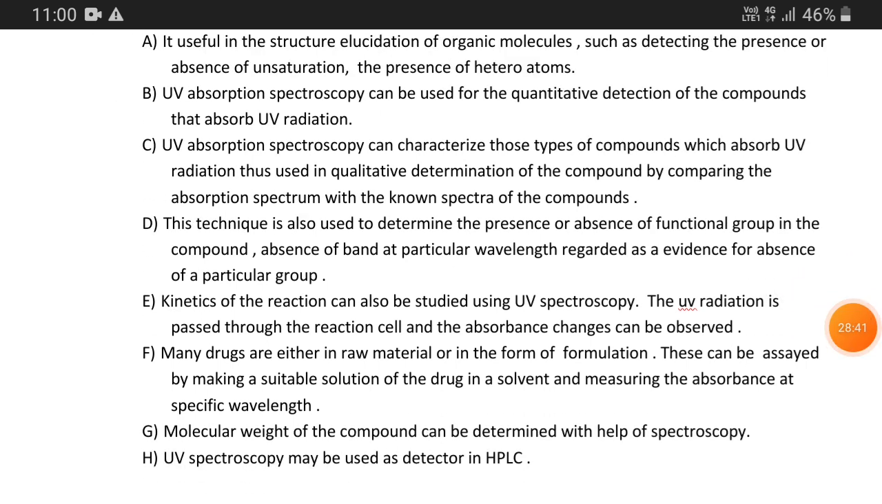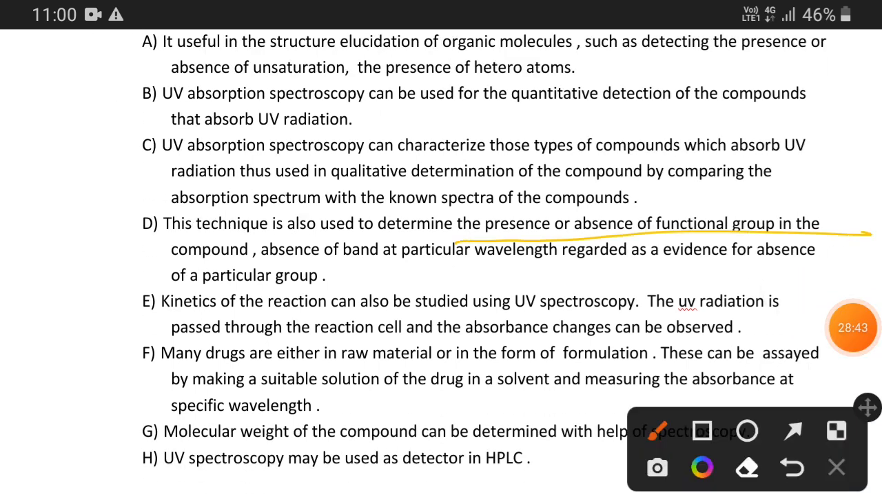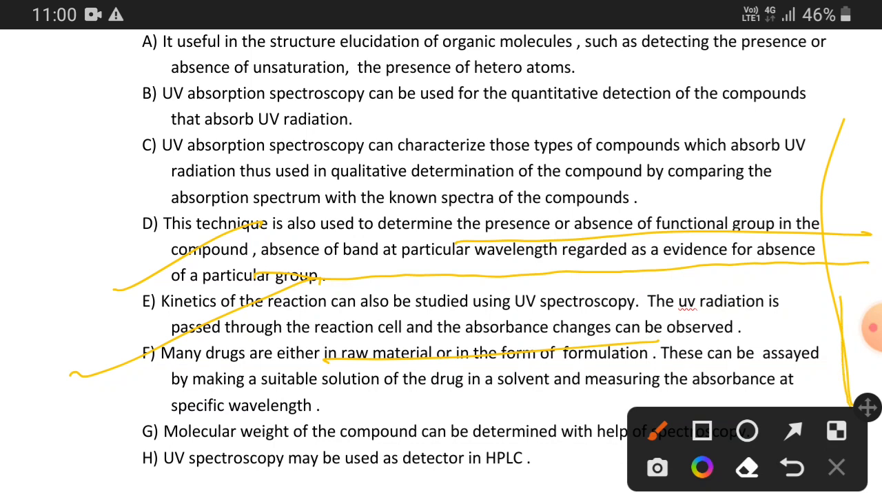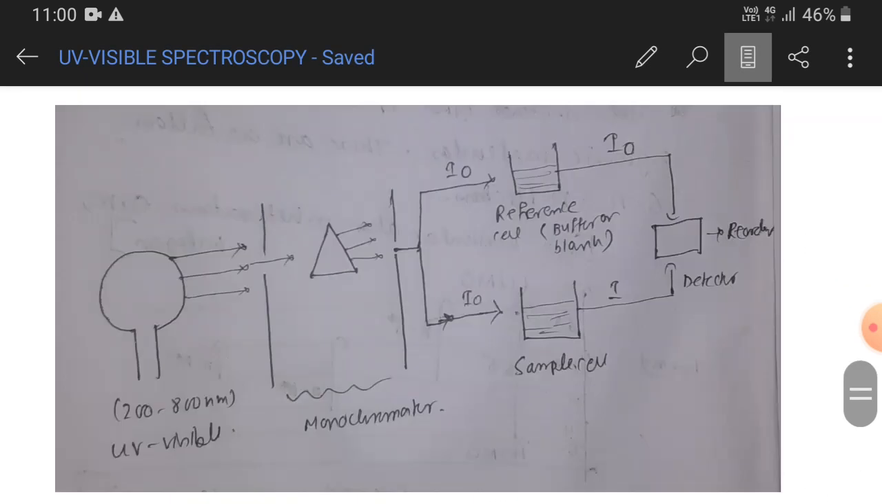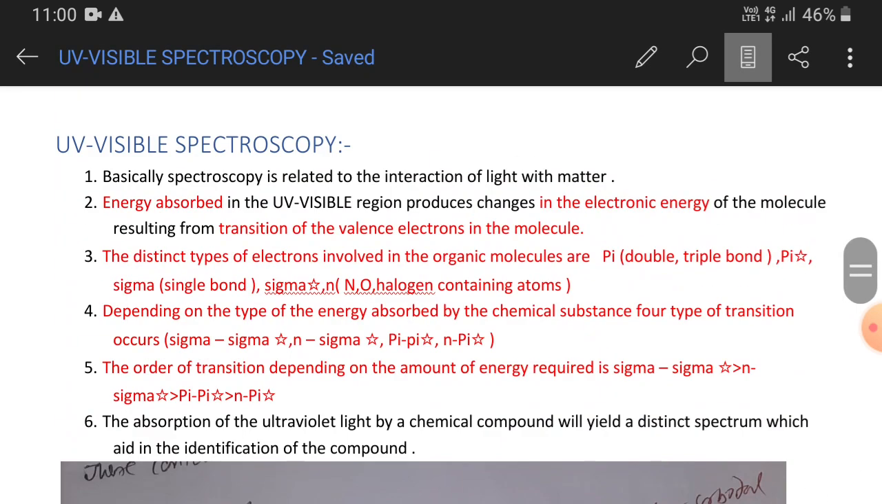Yes, we have discussed presence or absence of a functional group by determining the absence of a band at a particular wavelength, right? Kinetics of the reaction, and many drugs, raw materials, or formulations we can analyze, right? And molecular weight detection. UV spectroscopy can be attached with the HPLC. So that is the concept behind UV visible spectroscopy.